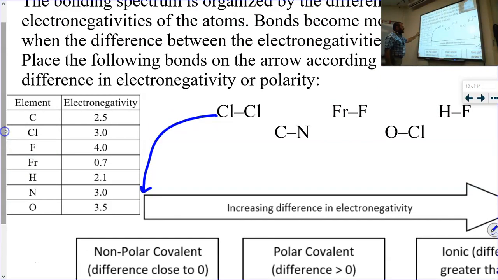Next, carbon and nitrogen. Let's find carbon. Carbon has a value of 2.5. Nitrogen has a value of 3.0. Okay? As a result, because the nitrogen is a higher electronegativity, this would be partially negative charged, and this would be partially positive charged because of that difference. This, with a difference of 0.5, is going to be somewhere, I don't know, there-ish. Now, here's the deal.